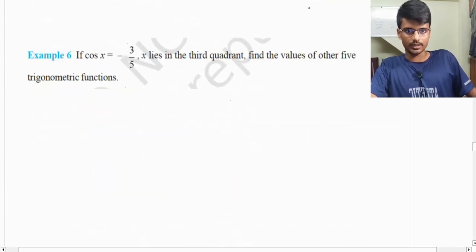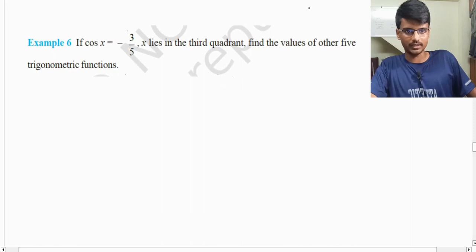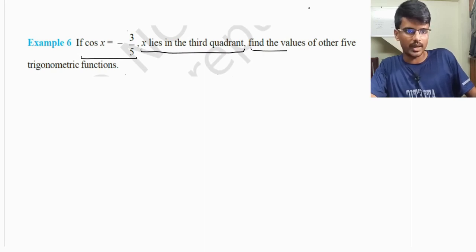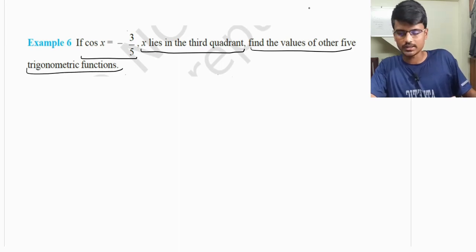Moving on. We'll be directly applying the same thing here. They have given us cos x, and they are telling us the angle x lies in the third quadrant. Find the values of the other five trigonometric functions. Here we'll be applying the identities. We know sine square theta plus cos square theta is equal to 1. So I know what is cos square theta.